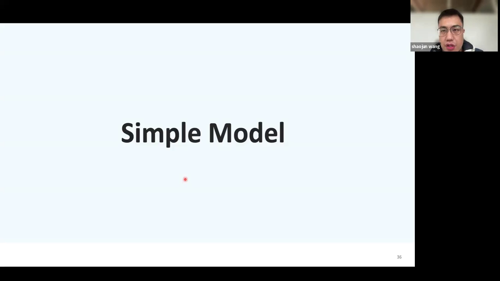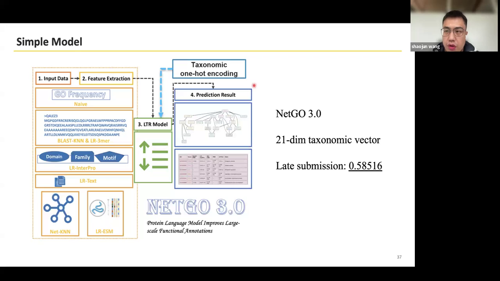In fact, introducing species encoding into NetGO tree would give you a good score. That is, instead of the various neural methods we mentioned before, only a 21-dimensional taxonomic vector is introduced at the time of integration. We later submitted NetGO tree predictions, and we ended up with a score of 0.585 on the private leaderboard.